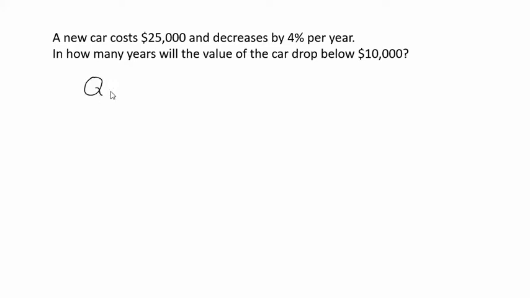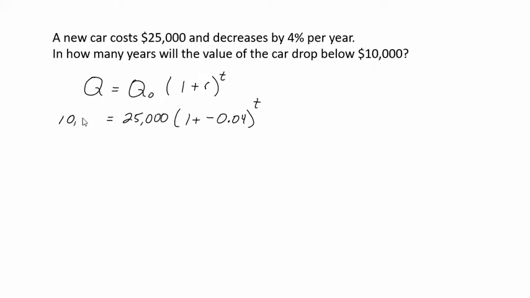Alright, so let's look at our model here. And I'm going to use these variables. You may use different variables depending on how you learned it, but they mean the same thing. The Q sub 0 is our initial amount that the car cost. So here we've got $25,000. And it decreases by 4% per year. So that's our R value. So we're going to put in minus, because it's decreasing, 4%. In how many years? So we're actually trying to figure out T here. Will the value of the car drop below $10,000?